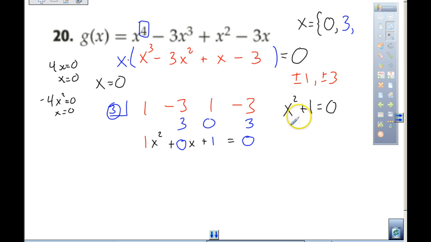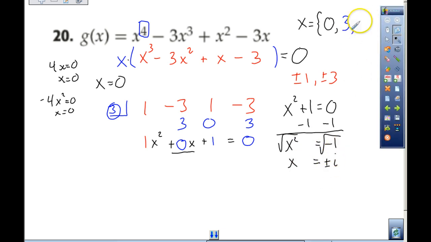So before you jump to quadratic formula, just remember, if you don't have a middle term, like if you have the 0x, it's actually quite simple to solve. Just subtract the constant, the number, to the other side, and take the square root. So we get just x equals plus or minus square root of 1, which equals i. So our third and fourth roots are just plus and minus i. And we're all done.